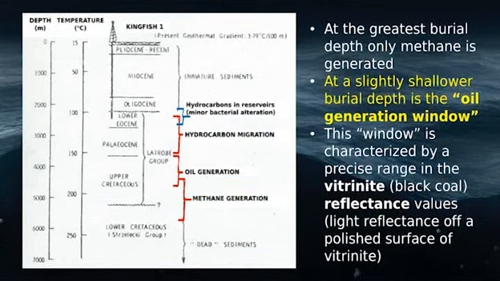This window is characterised by a precise range in the vitrinite reflectance. That is, you shine a light onto that shiny vitreous mineral or material in the coal, and the amount of light that bounces back gives you an idea of the degree of the maturity of the coal. And it's at a particular range of maturity that we know the oil will be generated from the coal.